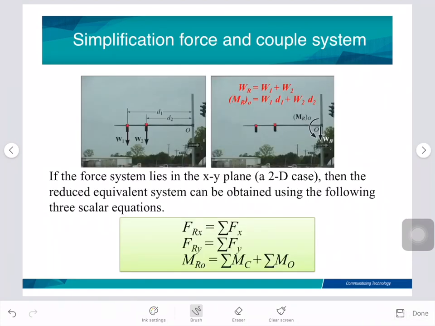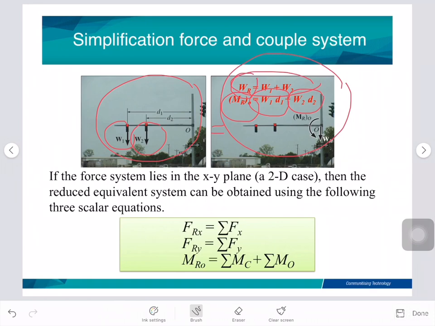So this slide shows the simplification of a force and couple system. This figure shows that the system lies in the XY plane, which is 2D. So we can simplify into this equivalent system. We have a single resultant force equal to W1 plus W2 here. And then also we can have the moment resultant. The moment resultant we can have is W1 D1 plus W2 D2.